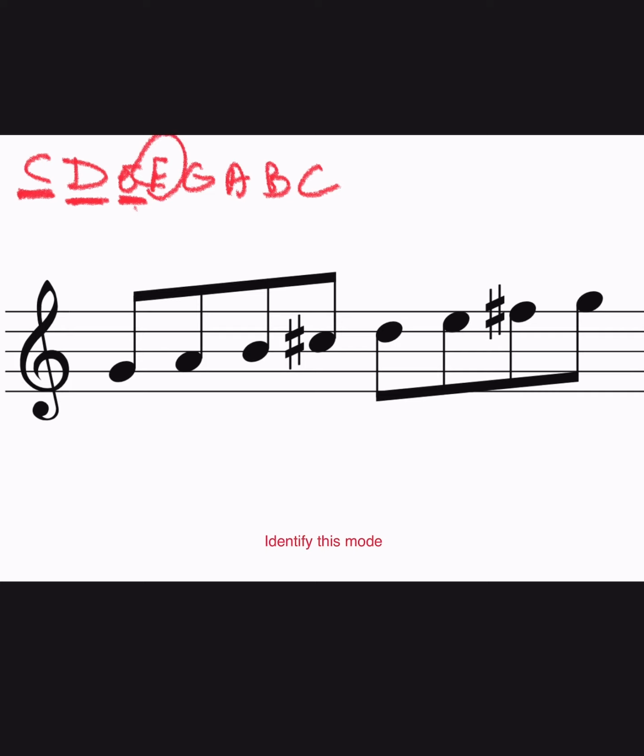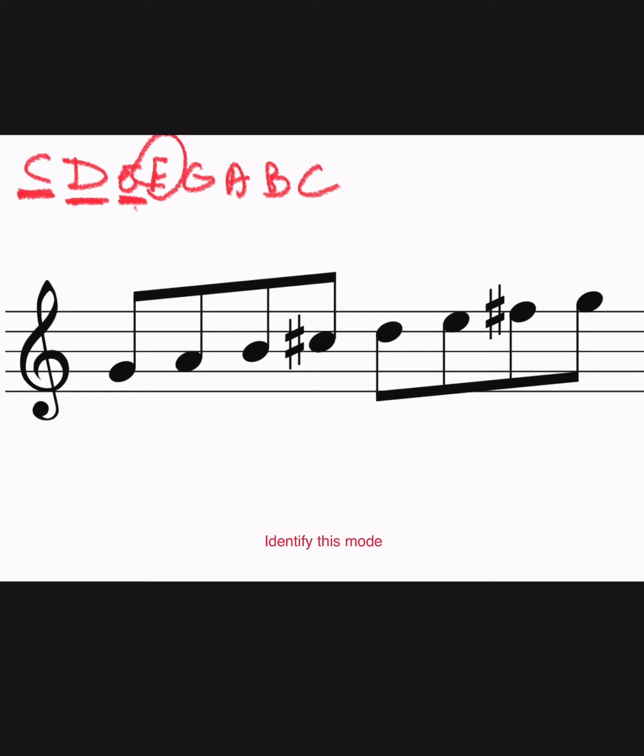The fifth scale degree would be Mixolydian. The sixth scale degree would be Aeolian, or that's our natural minor scale. And then the seventh scale degree, that's Locrian, or it's a type of diminished scale, and it's one that's probably the most dissonant of this group. So that's what we have here.